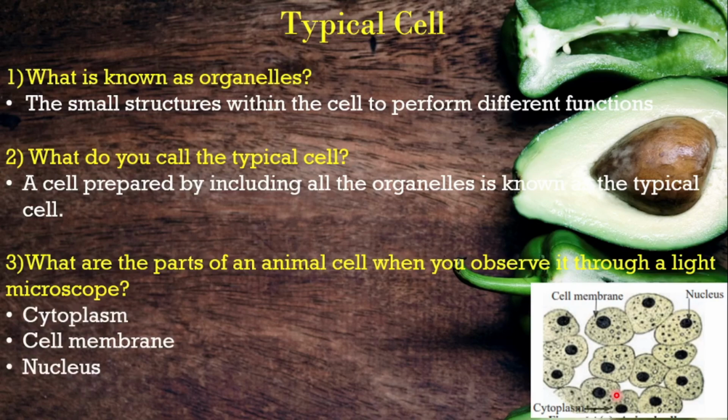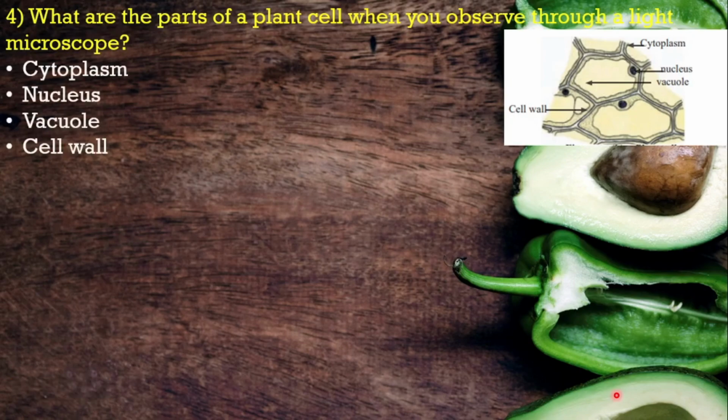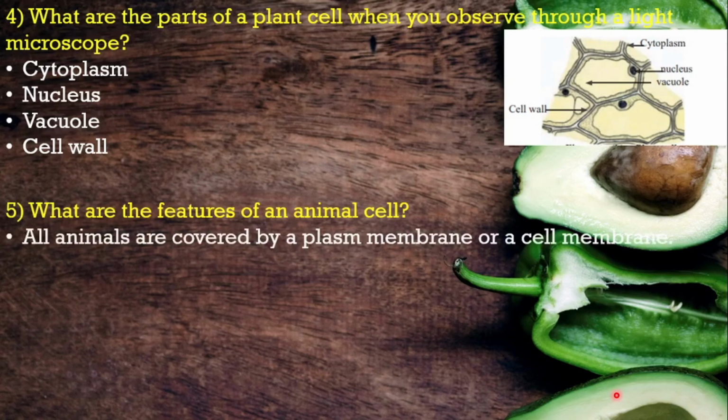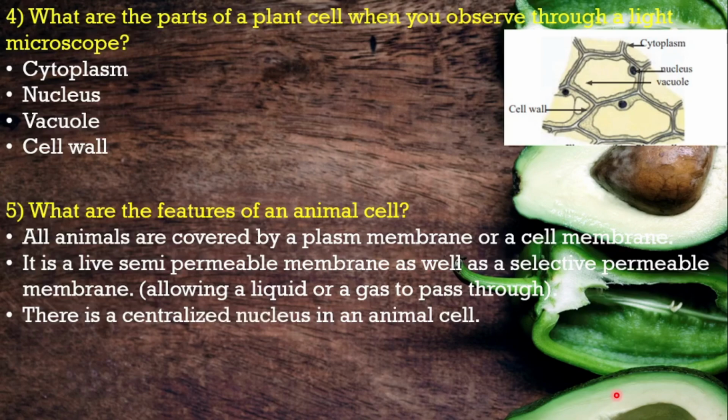The answer is cytoplasm, cell membrane and nucleus. Question number 4, what are the parts of a plant cell when you observe through a light microscope? You can see cytoplasm, nucleus, vacuole and cell wall. What are the features of an animal cell? All animals are covered by a plasma membrane or cell membrane. It is a live, semi-permeable membrane as well as a selective permeable membrane, allowing a liquid or a gas to pass through. There is a centralized nucleus in an animal cell. The cytoplasm is a gelatinous material.